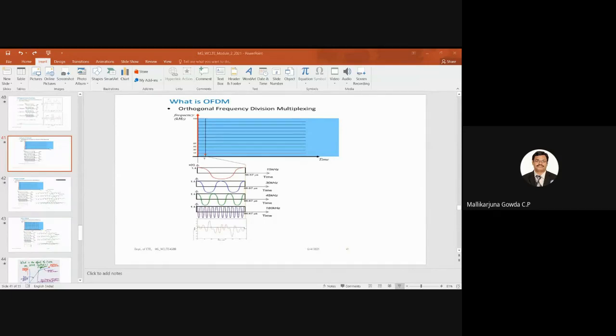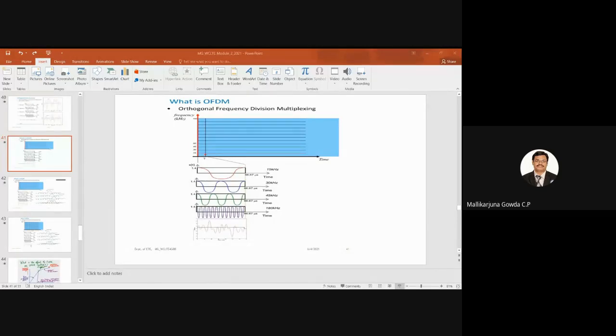That is equal to 1 by 15 kilohertz, which gives you 66.67 microseconds, without the cyclic prefix duration. If I add the cyclic prefix duration, it becomes about 71 microseconds in reality. Here it is shown with 4 subcarrier values: 15, 30, 45, and 180 kilohertz. Adding them together, this is what the OFDM signal will look like. Like that, we can think of all 12 subcarriers.